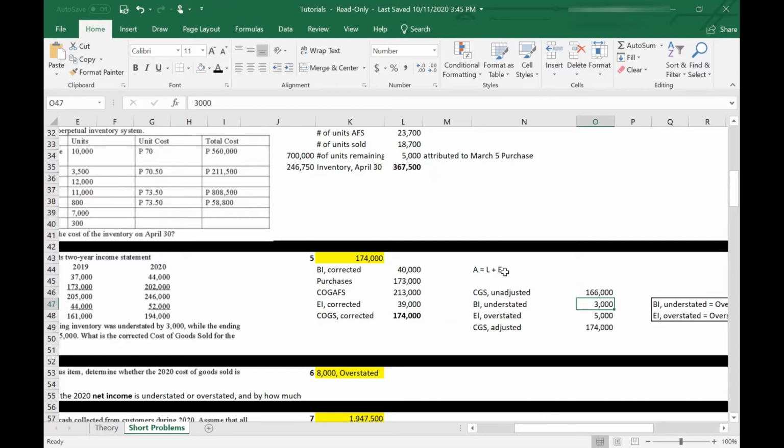If your equity is overstated, it means that your net income is overstated or the CGS is understated, which is why we add also 5,000 pesos because the CGS is understated. So 166,000 plus 3,000 plus 5,000, that also amounts to 174,000 pesos. So it just emphasizes the theoretical concept that we discussed in video 1.